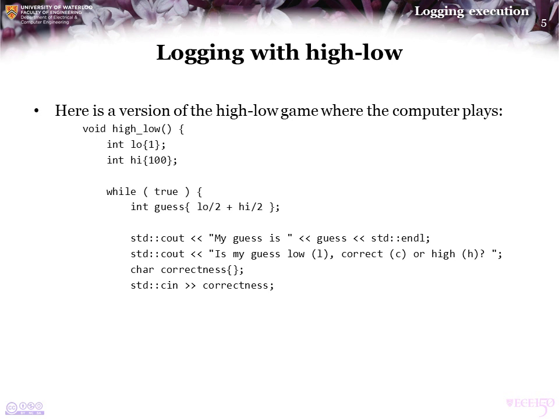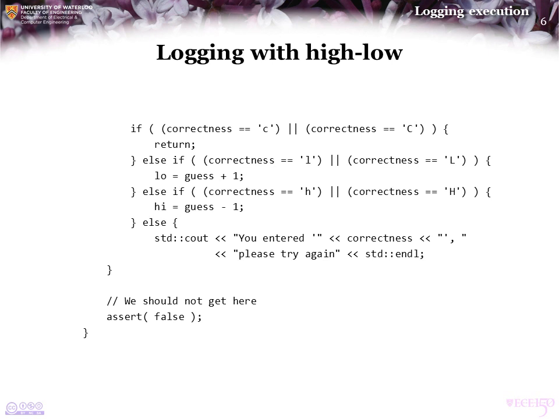So in this case, the computer is going to be the one guessing. The computer starts by having a low number, 1, and a high number initialized as 100. Then it goes into an infinite loop. The guess is the average of the 2 numbers. The computer then prints out the guess and asks whether or not the guess is low, correct, or high. The computer then queries the user using standard cin to get a response from the user. All right, so if the user indicates that the guess is correct, the function terminates by just issuing a return statement. Recall that the return type was void.